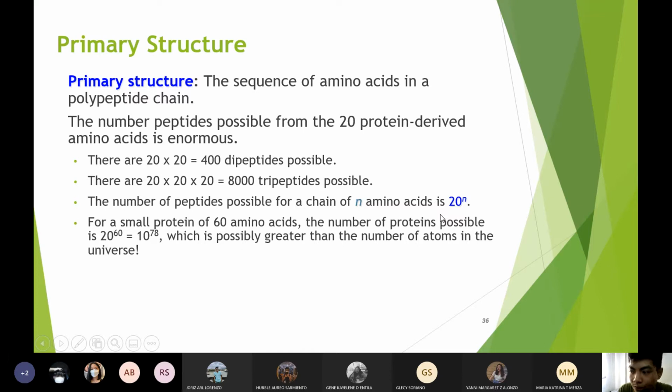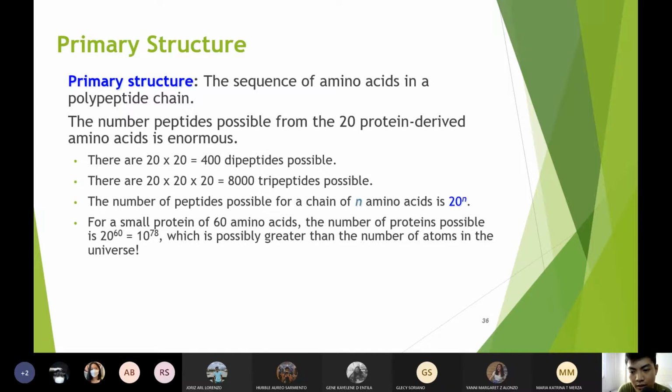Okay, so suppose you have a pentapeptide sequence. So 5 yung amino acid residues mo. So bilangin natin ilang combination pwede magawa. So 20 raised to 5. 3.2 million. Okay, so 3.2 million combination yung pwede natin magawa. So imagine the possibilities. Sobrang daming pwedeng pagdugtongin na amino acid.